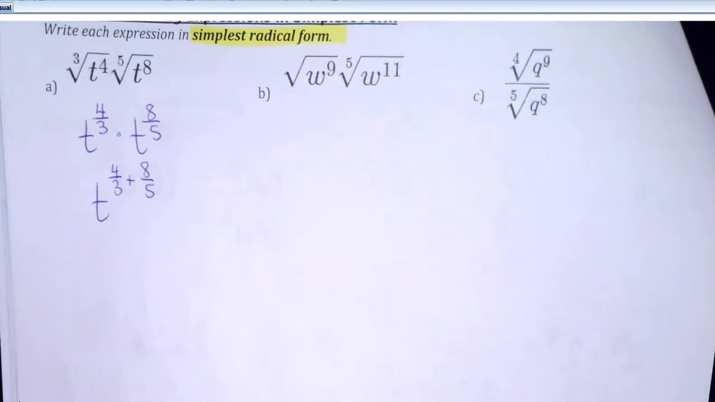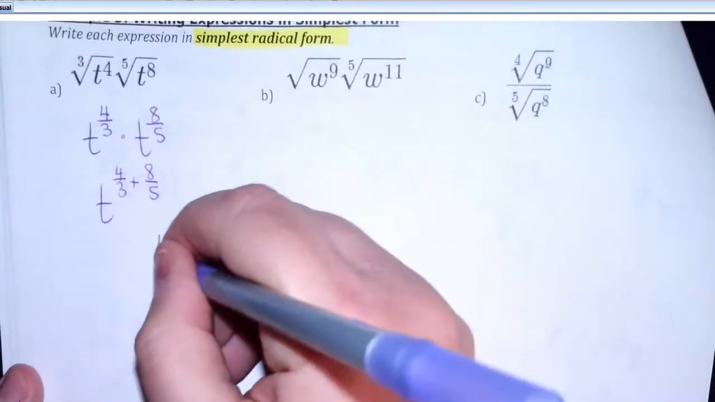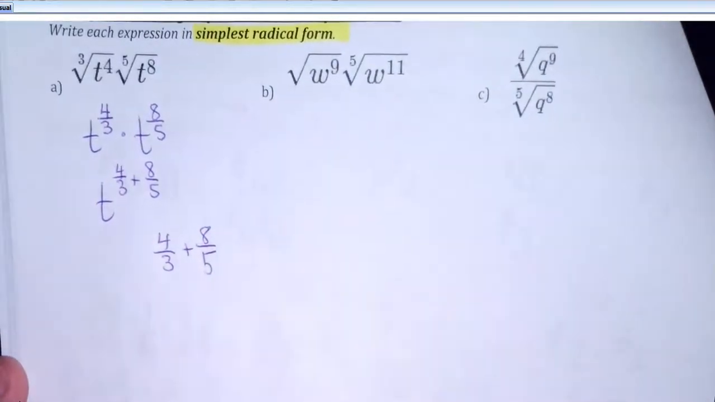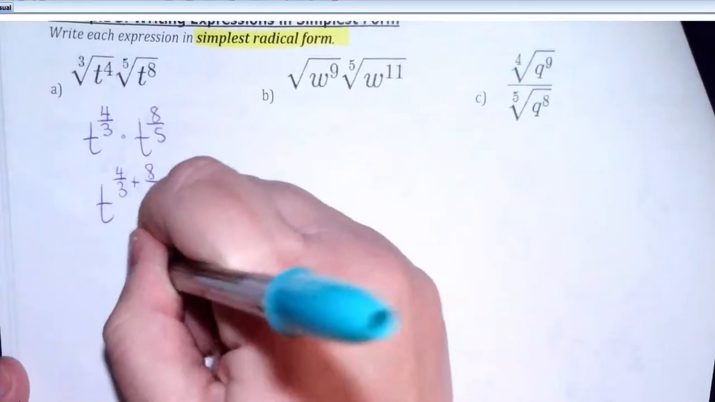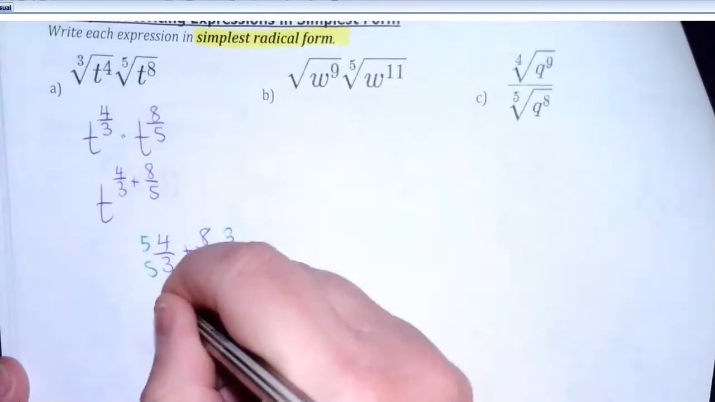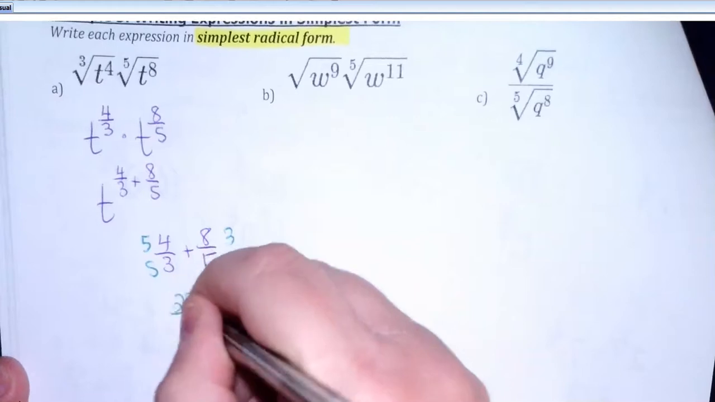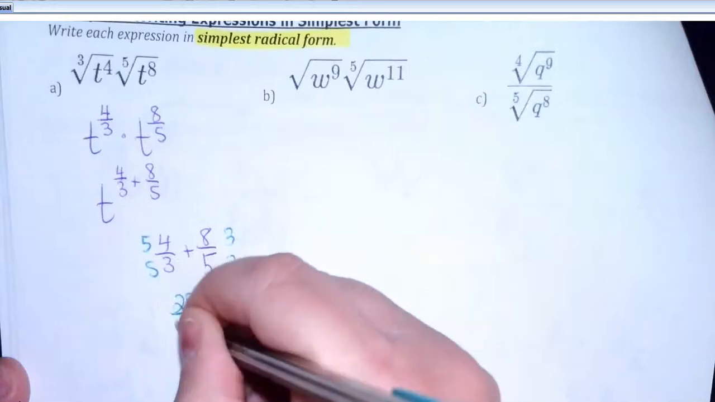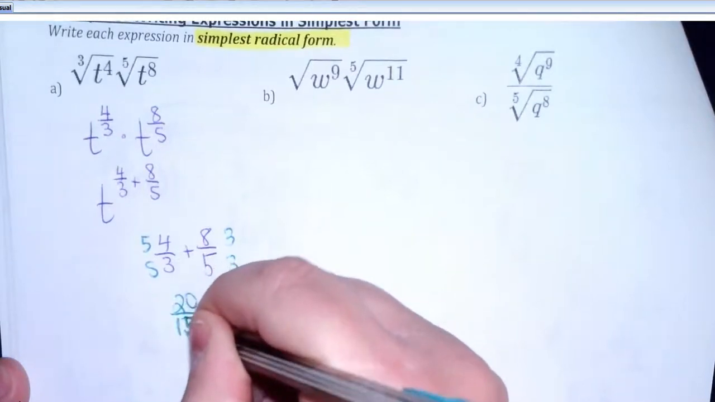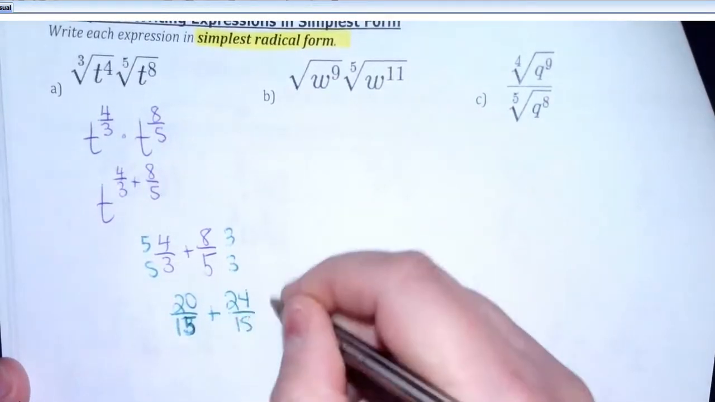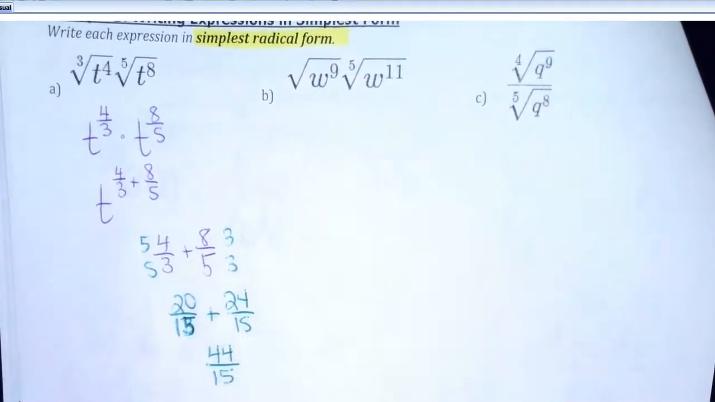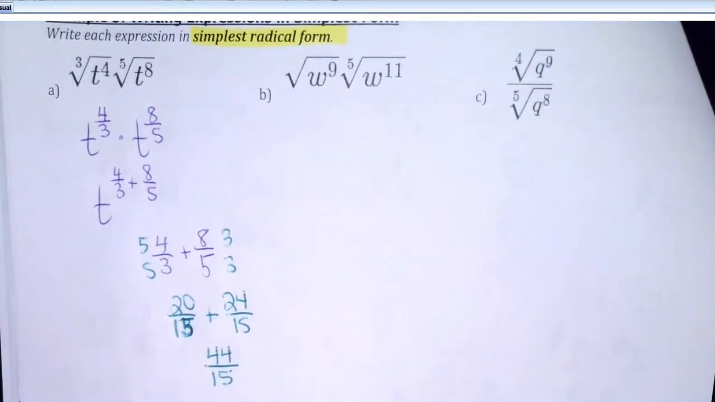So to do that for this question, I think we're going to be using 15 as our lowest common denominator. So top and bottom here by 5, top and bottom here by 3. So I've got, let's see, 20 over 15 and 24 over 15. Now add those guys up, you're going to get 44 over 15. That does not reduce, so that's going to be my exponent.